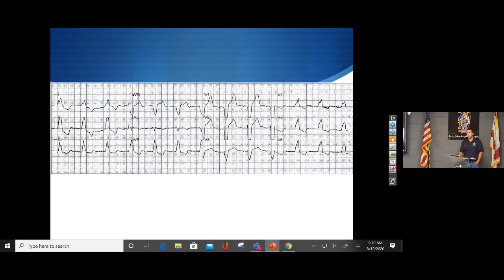Maybe kind of hard to tell. Okay, so if there are no P waves, what else would that bring up in your differential for the rhythm? Junctional. Right, so it's kind of wide, it's junctional, likely coming from below the AV node. Okay, here, just another left bundle branch block.